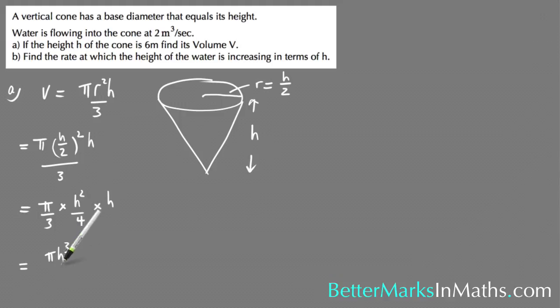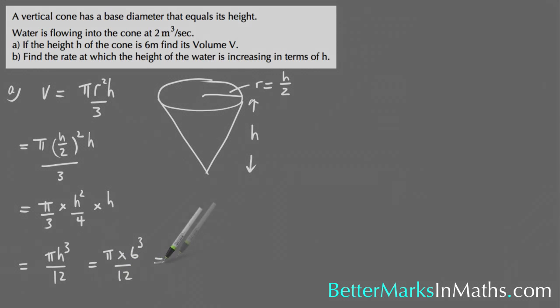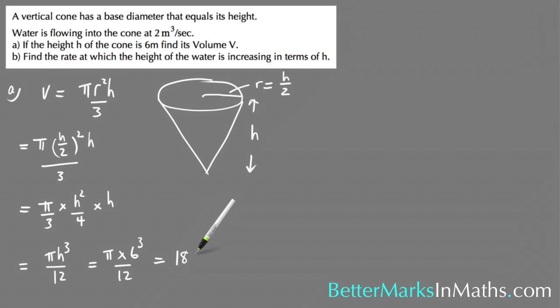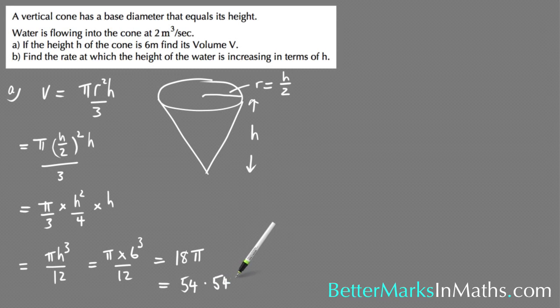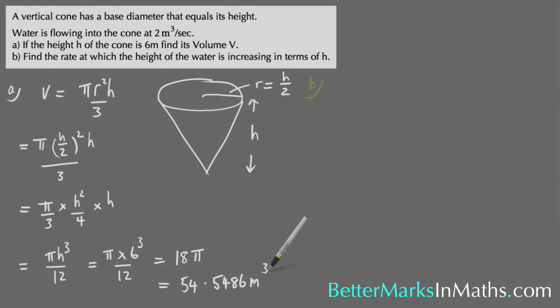And then subbing in h equals 6, that becomes pi times 6 cubed on 12. And that equals 18 pi, which is equal to 54.5486. And because height is measured in meters, that's going to be meters cubed. So that's the volume of that cone.